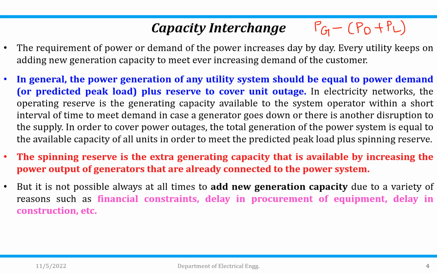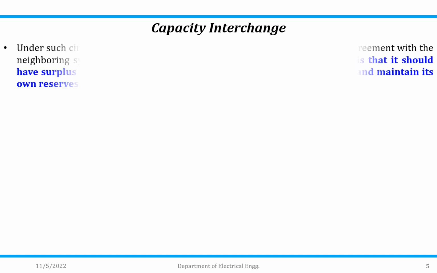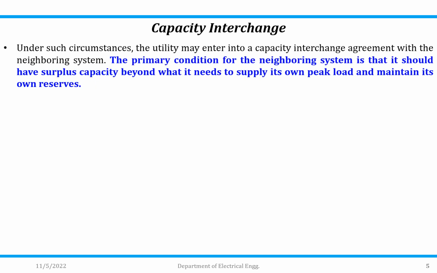So instead of erecting new generation capacity, is it possible to buy the power from another unit or utility which is connected with that utility? Is it possible? Such kind of interchange comes under capacity interchange. Under such circumstances, the utility may enter into a capacity interchange agreement with the neighboring system. The primary condition for the neighboring system is that, please remember, this is very important, it should have surplus capacity beyond what it needs to supply its own peak load and maintain its own reserves.